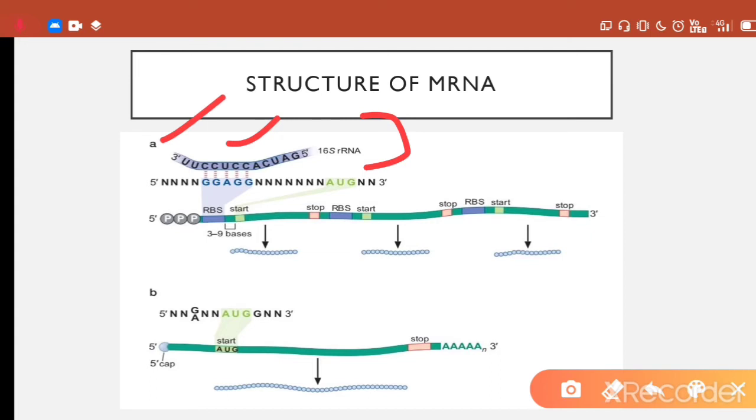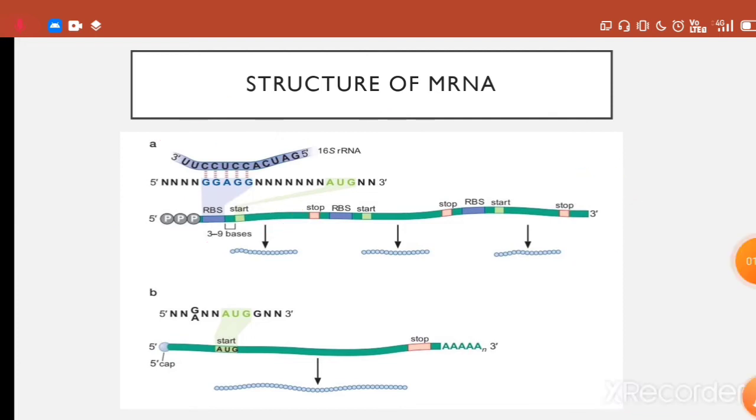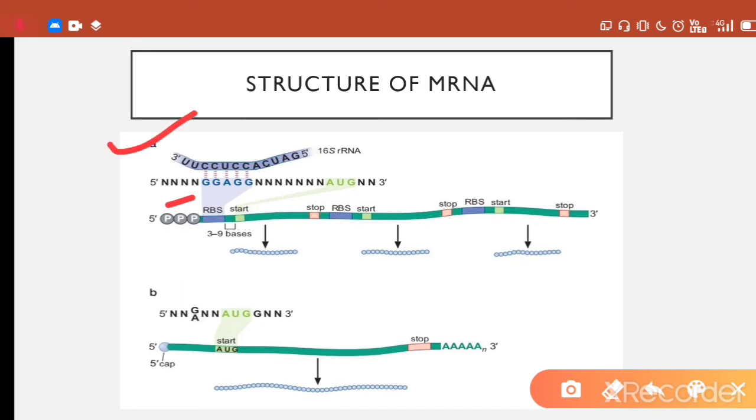consists of a sequence at the 3' end that is complementary to the sequence GGAGG present in the ribosomal binding site. This ribosomal binding site is present upstream of the start codon, is 3 to 9 base pairs long, and is present on the 5' end of the mRNA chain. So this RBS base pairs with the 16S rRNA and aligns the ribosome with the beginning of the open reading frame, at the start codon, and the core of this region of the 16S RNA has the sequence CCU.